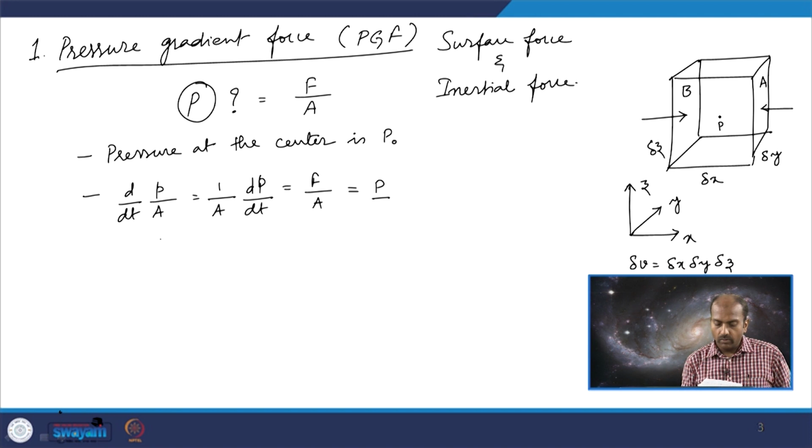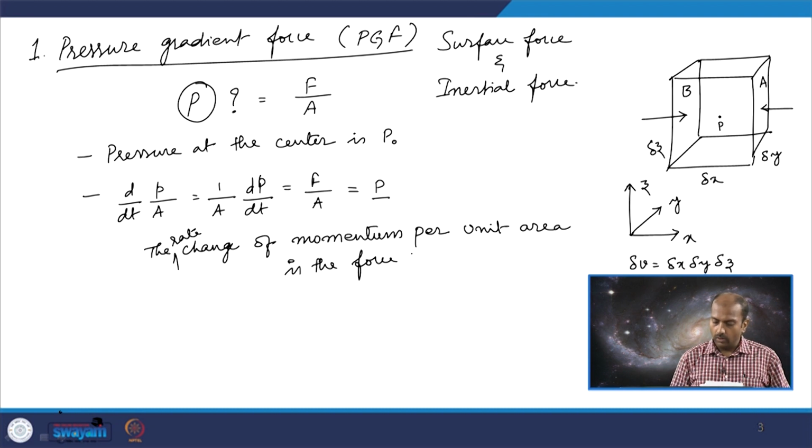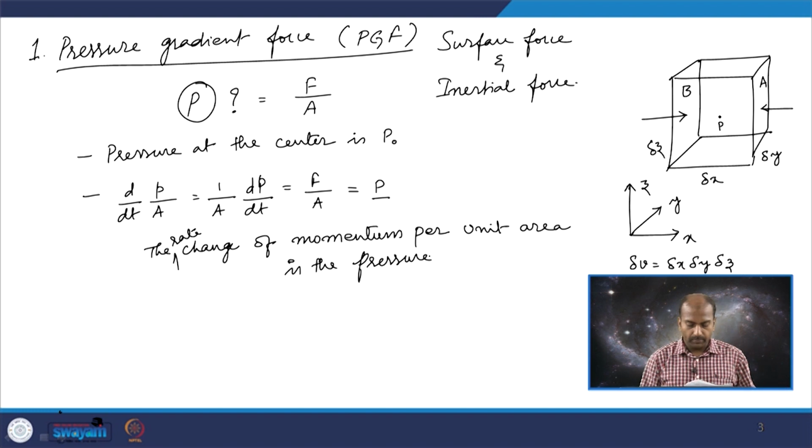So, what is the idea of force? The rate of change of momentum per unit area is the pressure, right. The rate of change of momentum per unit area is the pressure.